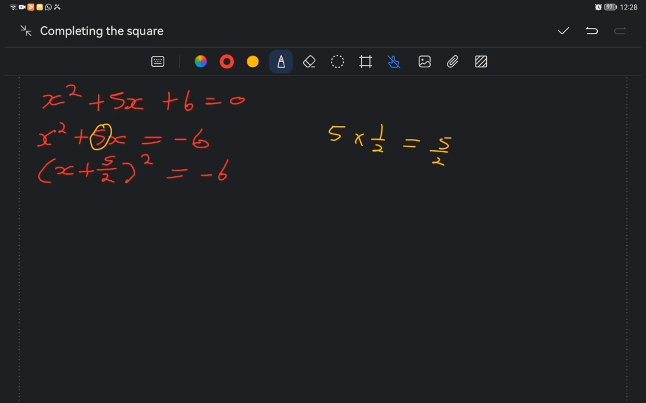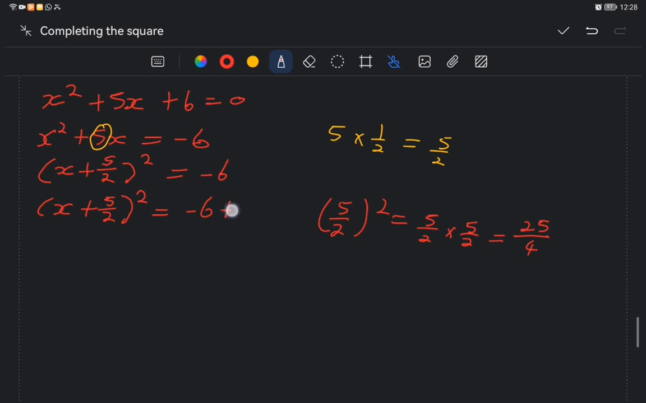Continuing this, you need to do what? Balance the right hand side. So we're going to have x plus 5 over 2 all squared is equivalent to negative 6. Now I'm going to take the square of 5 over 2, which is equivalent to 5 over 2 multiplied by 5 over 2. And that should be 25 over 4. Therefore plus 25 over 4. And therefore I have x plus 5 over 2 squared.